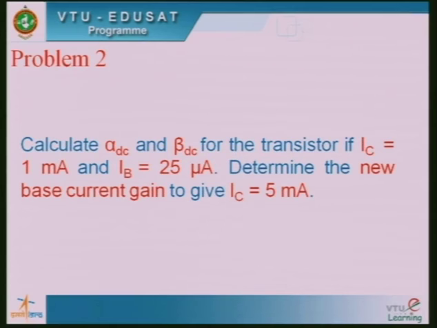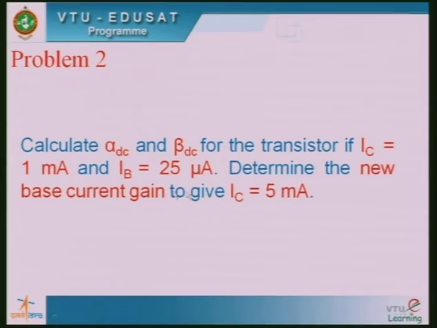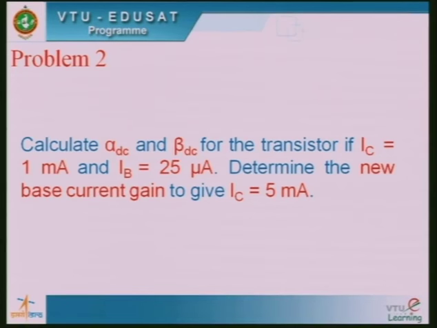Once again the problem statement is: calculate alpha DC and beta DC for the transistor if the collector current is 1 milliampere and the base current is 25 microamperes. We need to determine the new beta DC to give IC equal to 5 milliamperes. Now let us see how we can solve this particular problem.